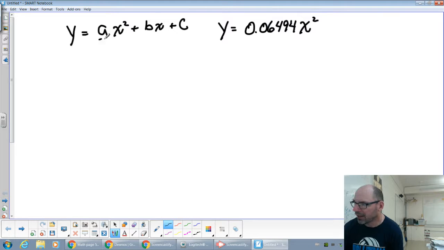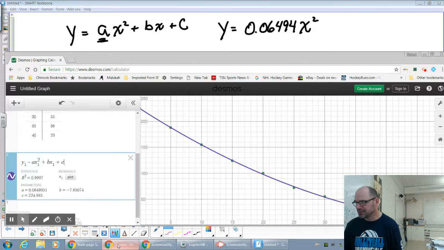Okay, because that was my A value. Now I'm going to do my B value. So we'll bring that back up so we can see it. Okay, my B is negative 7.651.